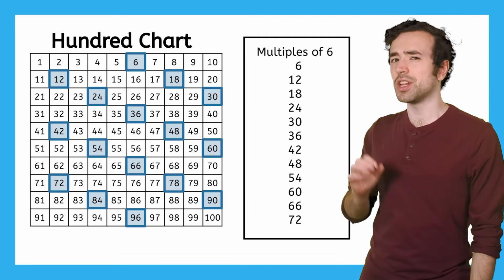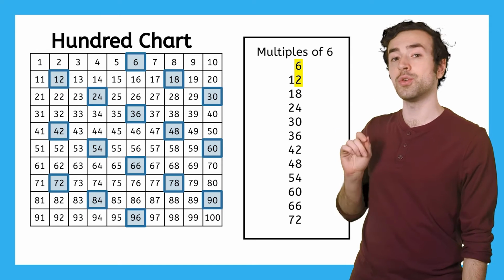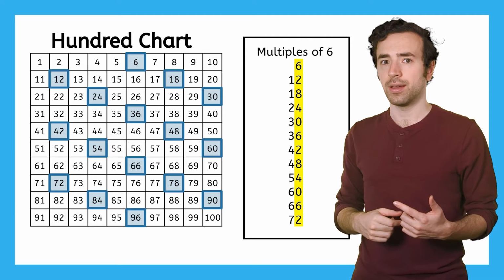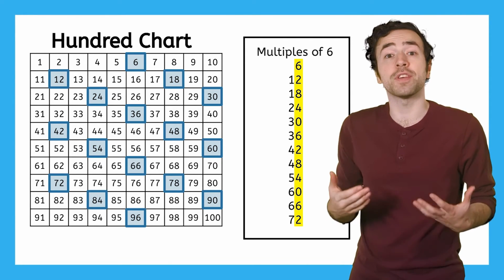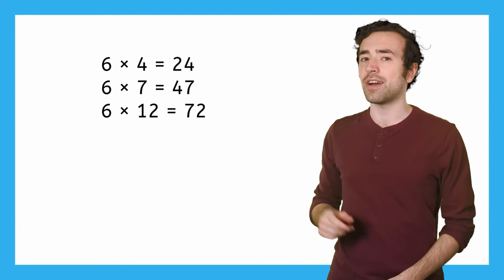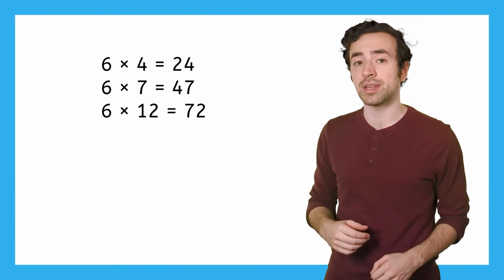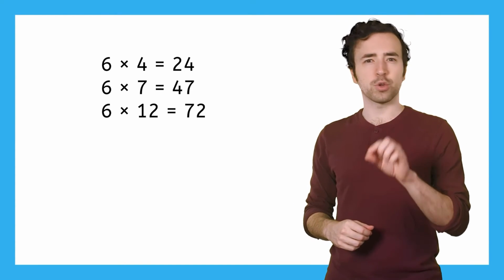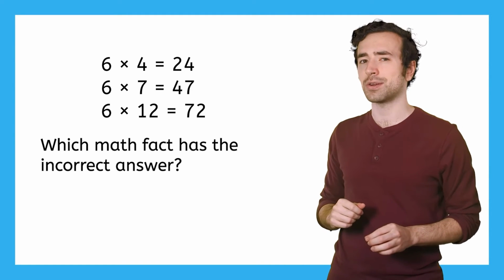Did you notice how the digit in the ones place follows a pattern? It goes 6, 2, 8, 4, 0, and repeats. And this pattern isn't just a cool observation, it's a practical tool to help us know if an answer is reasonable or makes sense. For example, here we have 6 times 4 equals 24, 6 times 7 equals 47, and 6 times 12 equals 72. Using the pattern we just observed, which math fact has the incorrect answer?